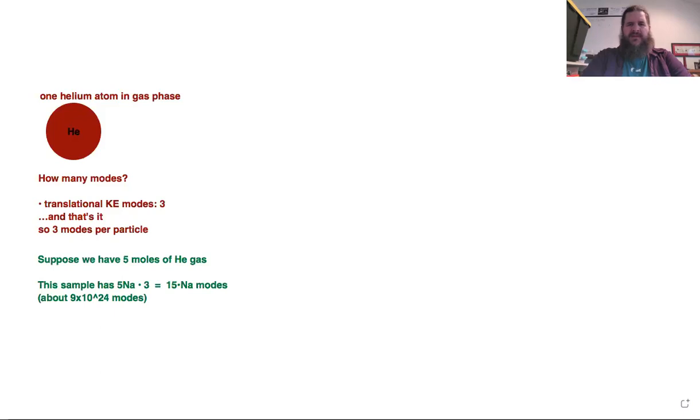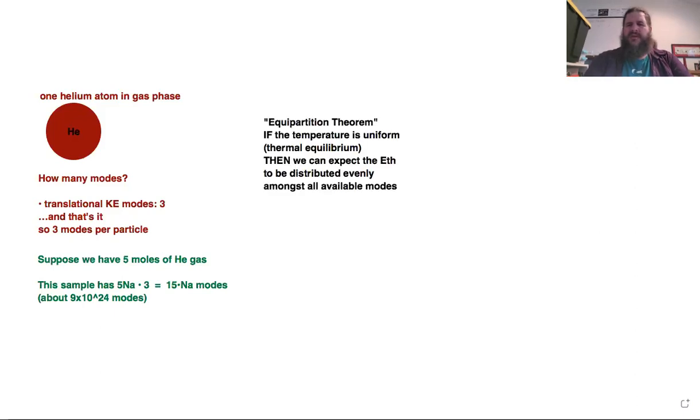then we can expect the thermal energy to be distributed evenly amongst all available modes. And we say all available modes because it's sometimes possible that some modes aren't there or aren't active. But in general, if you have some certain number of modes and everything's at thermal equilibrium, all at the same temperature, then we can expect the thermal energy to be distributed evenly amongst all the modes. And this is kind of an on-average thing.